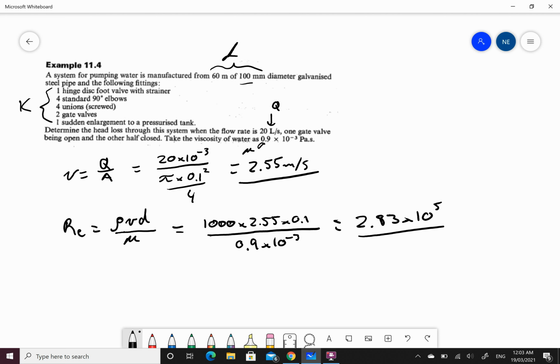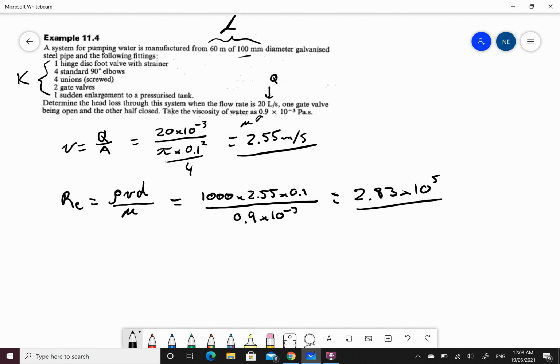Now what I need to do is work out my relative roughness. I want to work out my epsilon over D. For galvanized pipe, my absolute roughness is 0.15, for the diameter.